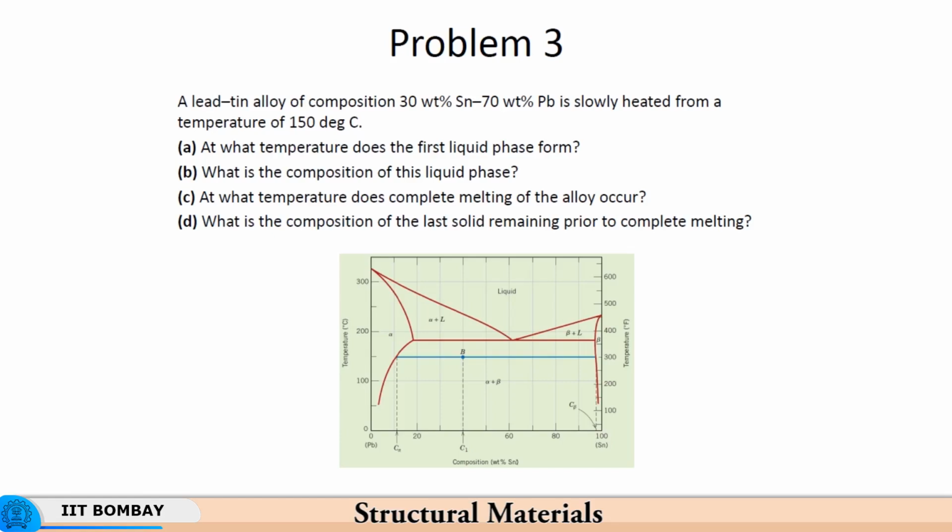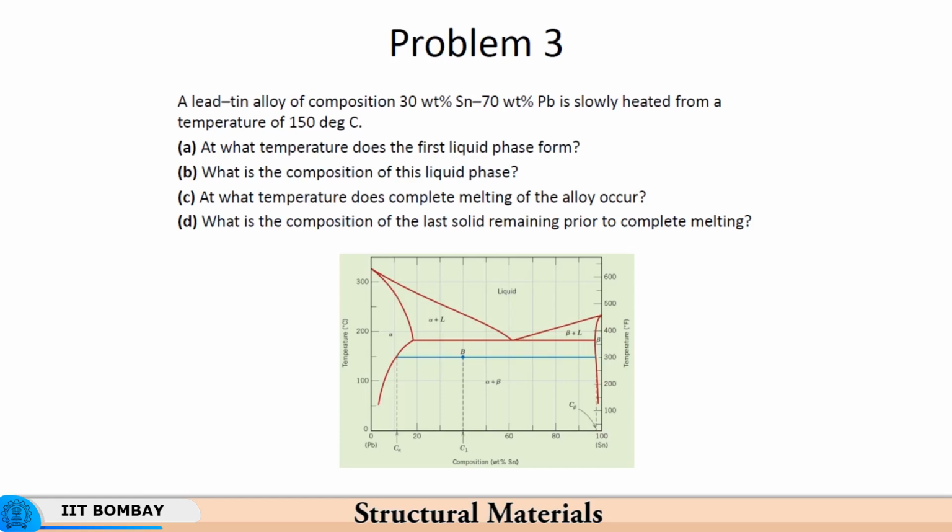At what temperature does complete melting of the alloy occur? Complete melting of the alloy is at the liquidus line, because the liquidus line while cooling stands for the beginning of solidification, right. The solid just starts appearing. So, when it is being molten, the last solid melts at the liquidus line. So, the melting is complete, okay. The melting is complete at this point, and this temperature therefore is the melting temperature.